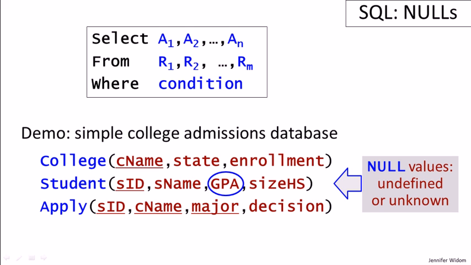For example, we might have a student whose GPA is unknown or who doesn't have a GPA, and we would represent that in our data with null. Or we might create our apply relation with the decisions not yet decided, and those decision values would also be null. So what we're going to look at in our demo queries is what happens when we have null values and we run queries over the database.